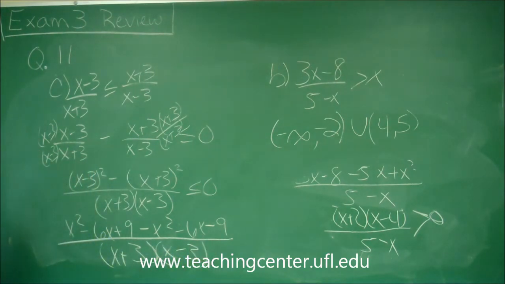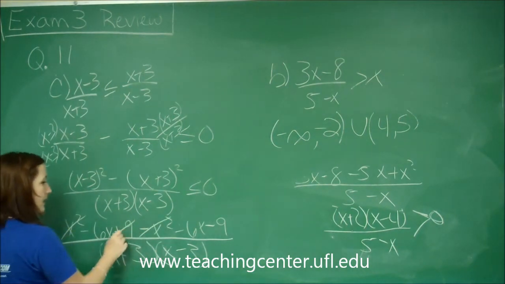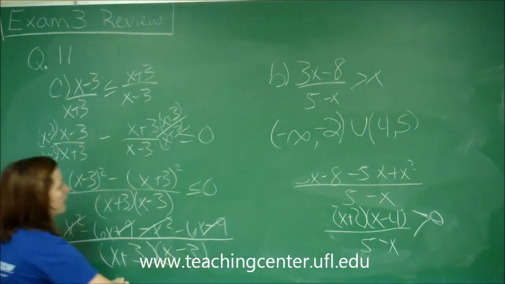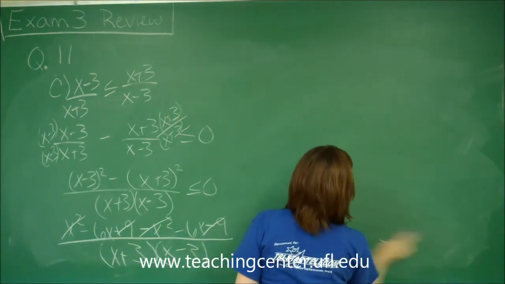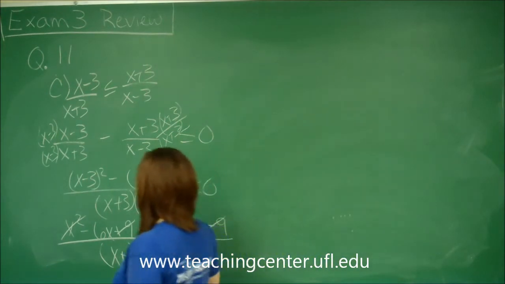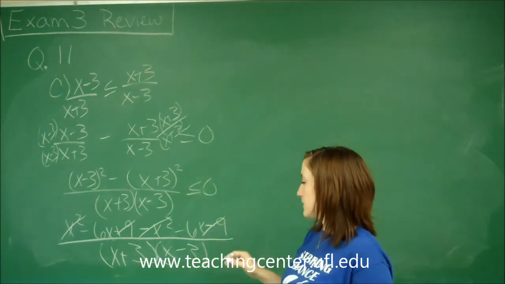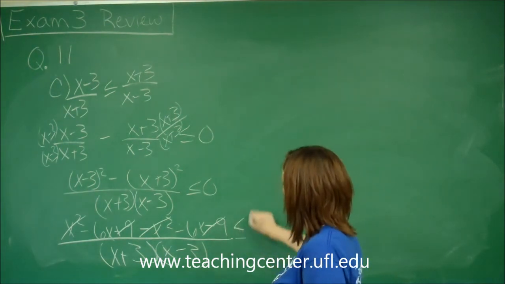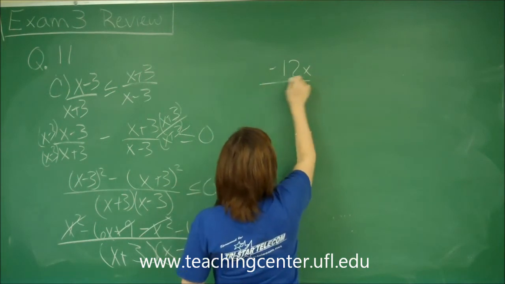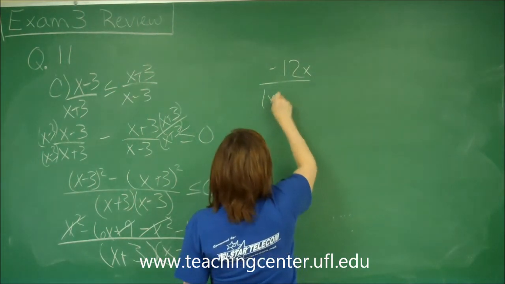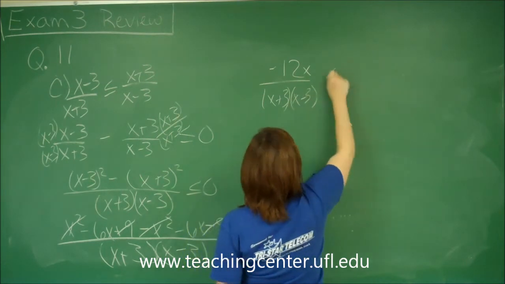So with that, we can go ahead and cancel out some things. I can cancel out my x squareds, and I can cancel out this 9 and negative 9. I'm going to have to erase some more of the board. Okay, and so I'm left with negative 6x minus 6x over (x + 3)(x - 3). This has to be less than or equal to 0. So that gives me negative 12x over (x + 3)(x - 3) has to be less than or equal to 0.